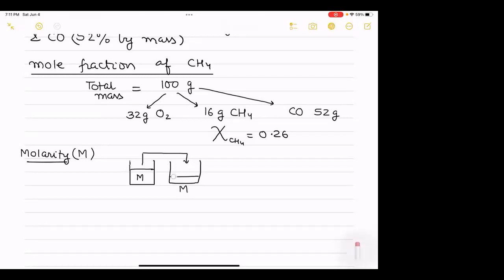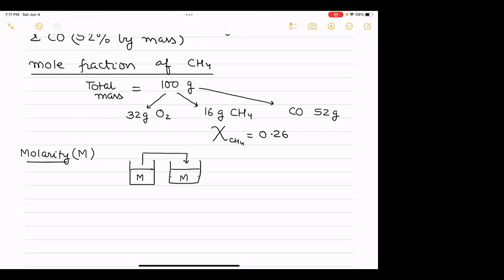Okay, if I divide it into two, the volume will be half. The volume of the solution will become half because I have taken it into two beakers, but the moles will also get distributed and they will also get halved. So molarity is going to remain the same because molarity is moles per unit volume. So n by 2 moles and V by 2 volume. So the 2 will get cancelled. So molarity is going to remain the same if you divide the solution into two.